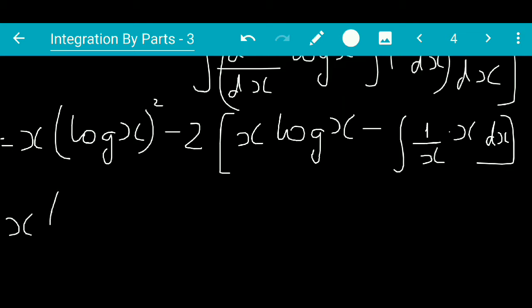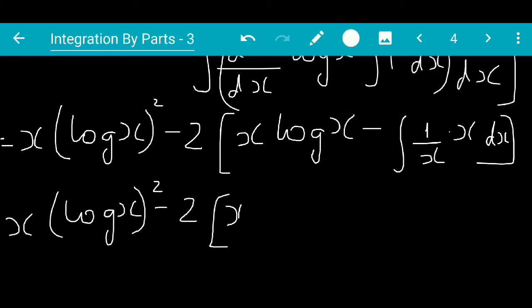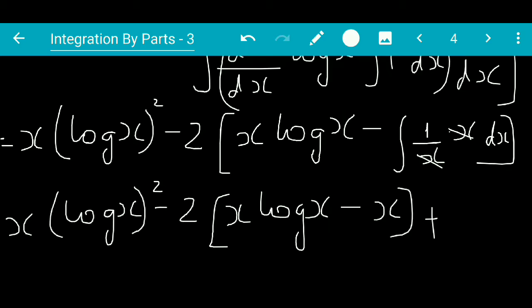Okay, and then (x log x) the whole square minus 2 and then again x log x minus, x and x get cancelled, the integral of 1 becomes x, and thus we solve it. Once the integral signs go away from everywhere, we have solved the sum. So this way we solve the sum.